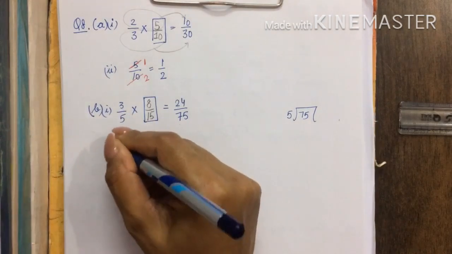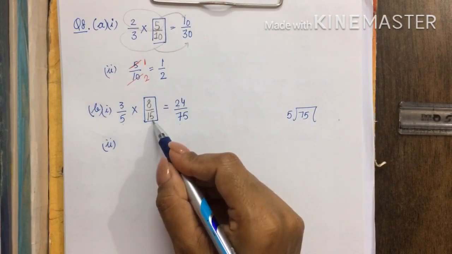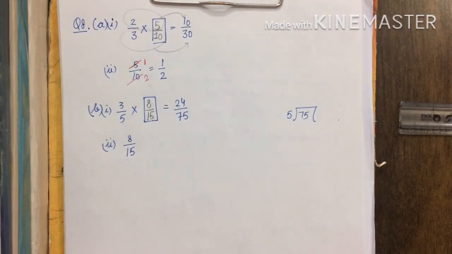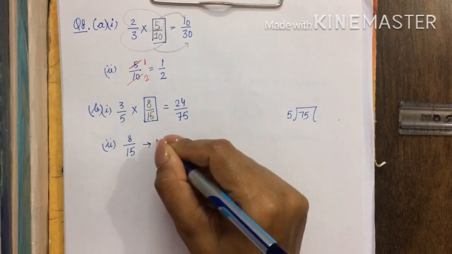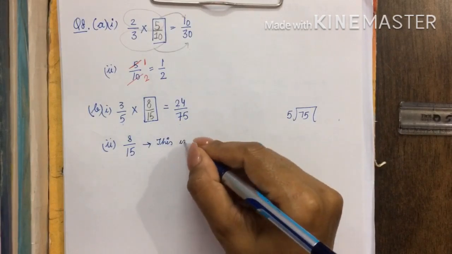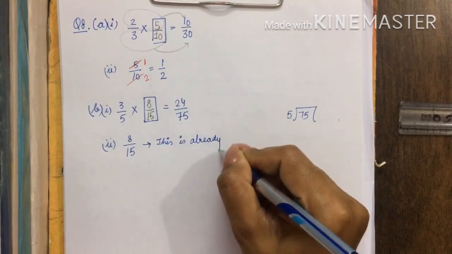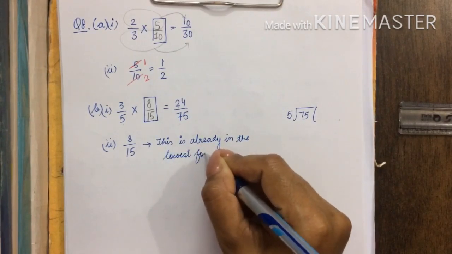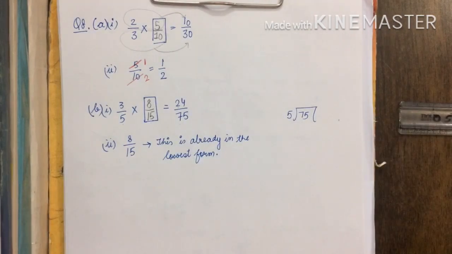Now in the second part, the answer that I have filled, I need to simplify it. See if it can be divided by the same number in the numerator and denominator. Now 8 and 15 do not have a common factor. So this is already in the lowest term, the simplified form. So there is no cutting possible. With this question, your exercise 2.3 is complete. On the next day, we will start with the next exercise.